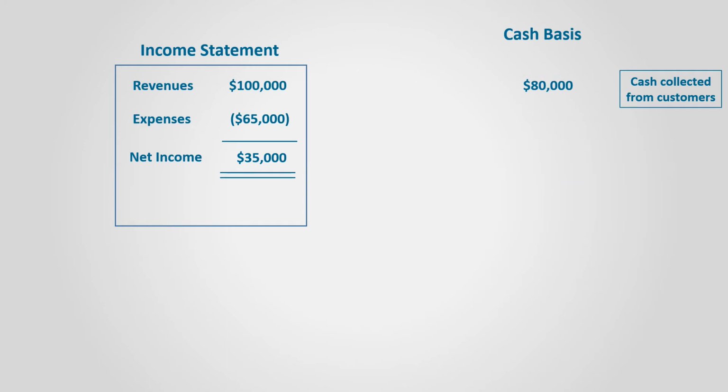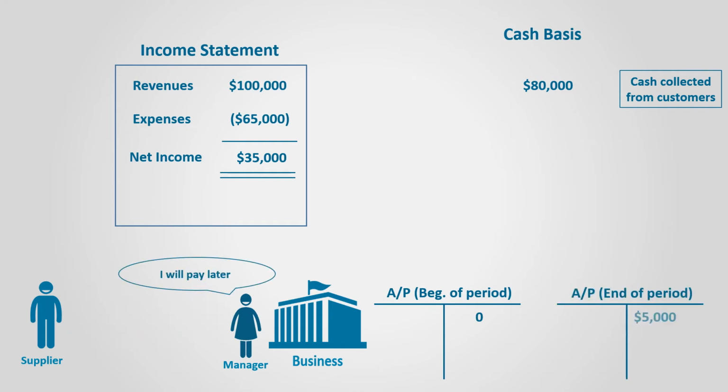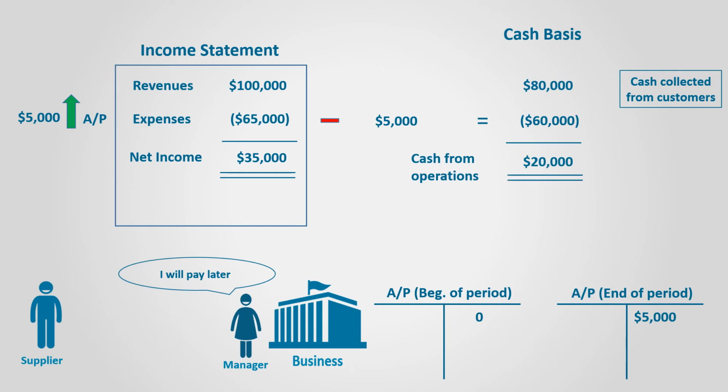Now, how can we test our assumption that all expenses are paid in cash? If we assume that the business started the period with a zero balance of accounts payable and ended the period with an accounts payable balance of $5,000, this means that this amount is not paid yet to suppliers. So, even though the expenses appear on the income statement with $65,000, they are not all paid in cash; rather only $60,000 is paid in cash and the remaining $5,000 is to be paid later. So, the operating cash flows balance in this case is $20,000.